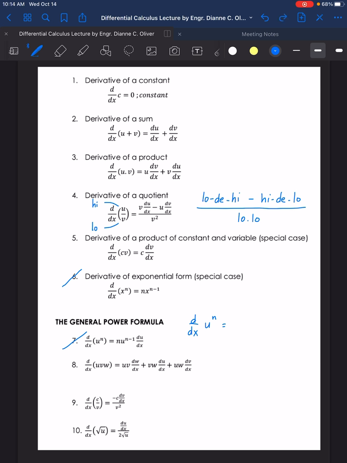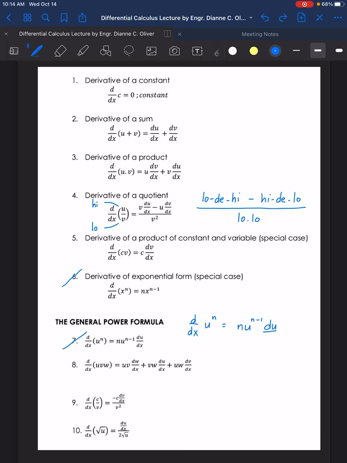Okay, so I forgot to mention the steps. Step 1, copy u, the base. Step 2, bring down the exponent. Step 3, minus 1 the exponent. Then step 4, derive the base. Okay, so that is the 4-step process. So that's how we come up with the pattern here.